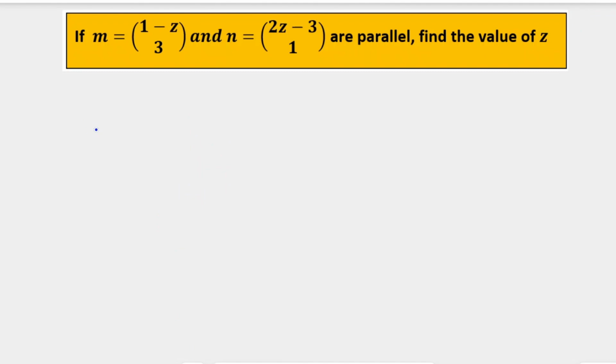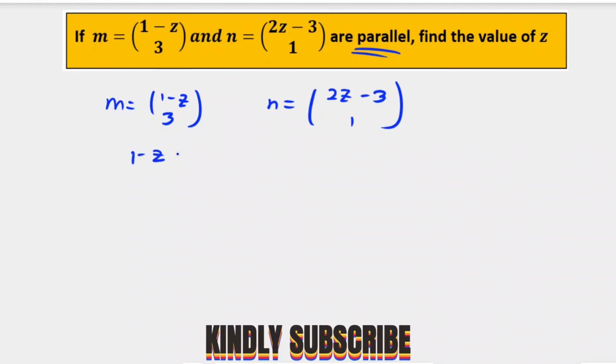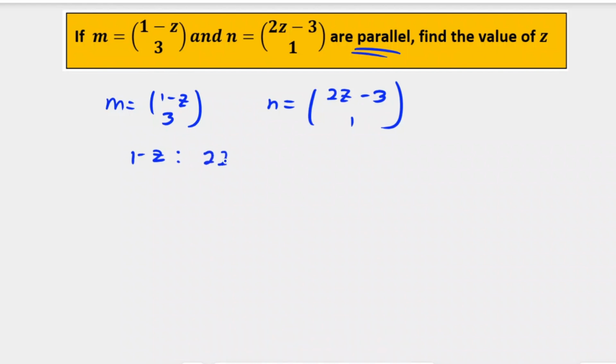If the vector m has components 1 minus z, 3, and the vector n has components 2z minus 3, 1, are parallel. That's the condition, so we are using the same idea. The ratios of the corresponding components of parallel vectors are the same. That means from the first vector, the x component is 1 minus z to 2z minus 3, and that is equal to 3 to 1. So these are the ratios of the corresponding components. They are equal.